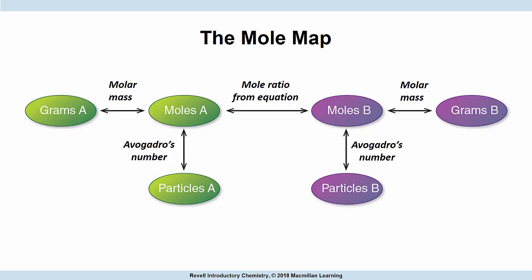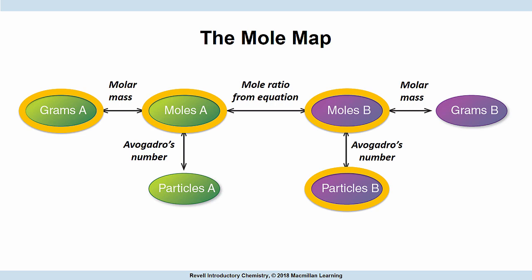Stoichiometry problems provide the amount of one compound, A, and ask us to relate this to the amount of another compound, B. These problems can be solved by using the mole map shown here. Like any map, this guide helps us locate where we are going, and how to get there. For example, how do we get from grams of compound A to particles of compound B? Looking at the mole map, we can see this requires 3 steps. Beginning with grams of A, we must convert to moles of A, then to moles of B, and finally to particles of B.